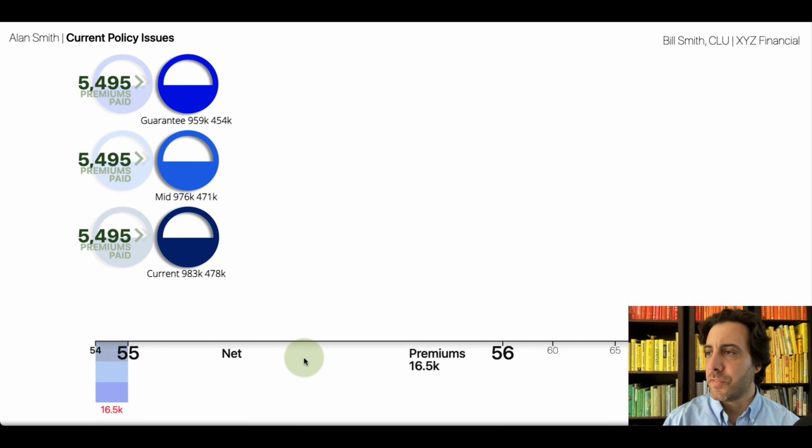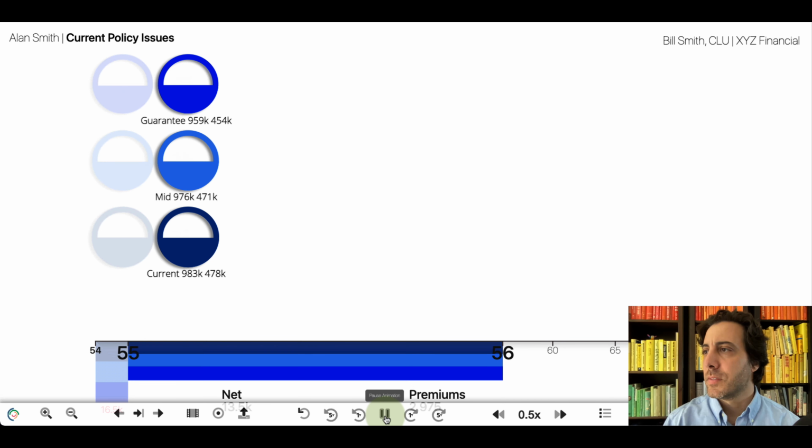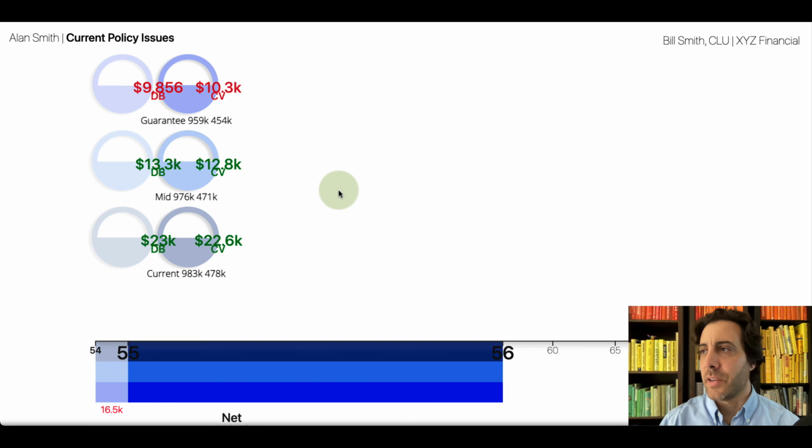Now we're at age 55. I'm going to pause it in just a moment, let those premiums go in. And here we are. These are the growth numbers or indicators. And we can see at the guaranteed projection, the DB, death benefit, and CV, cash value, are red. That means they're going down by that dollar amount in this particular year. Down by $9,800 for death benefit, going down by $10,300 for cash value. So the guarantee is already off to a bad start. The mid projections and current projections, they're doing fine. They're holding their own. They're green, so they're going up.